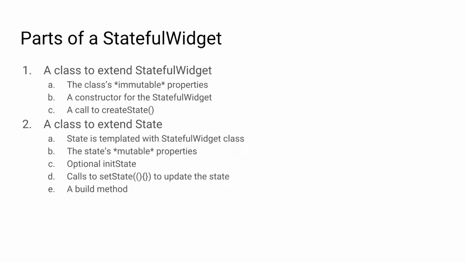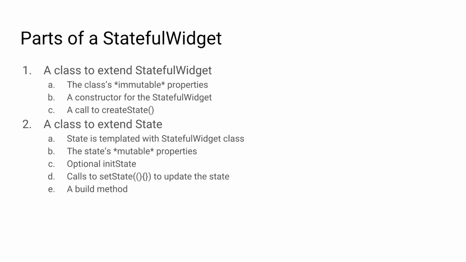Create state results in a state object that is mutable. So that's the mutable part of the stateful widget, the stateful widget state. So that's the second part, a class to extend state, a subclass of state. But it's important to note that state is templated with your subclass of the stateful widget. And you'll see that in code, and you'll see why that's important. Now, the state's properties can be mutable, and they're typically mutable. That's the point, to be able to change those properties to maintain the state.